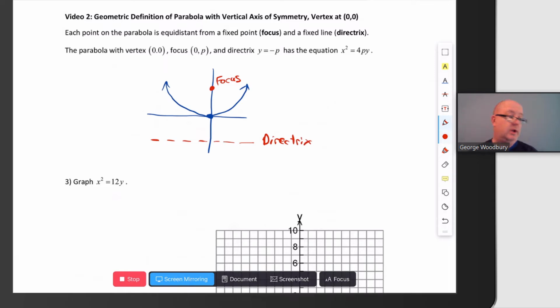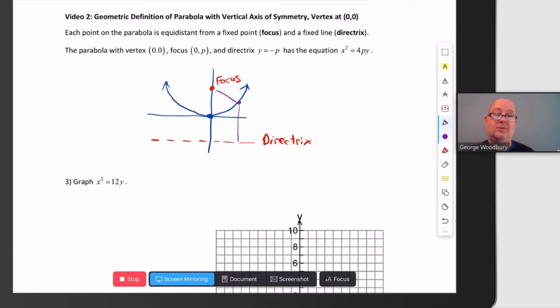And every point on this graph, say we pick a point here at random, the idea is that this distance and this distance are the same. Now, my graph is not very good, obviously, but that's the idea, that those two distances are the same. The distances for different points are going to be different, but the distance to the focus and the distance to the directrix will be the same.